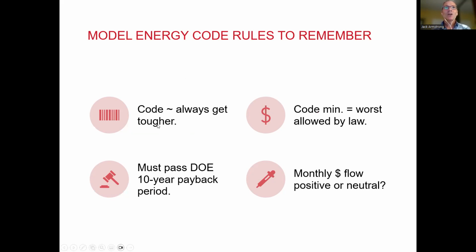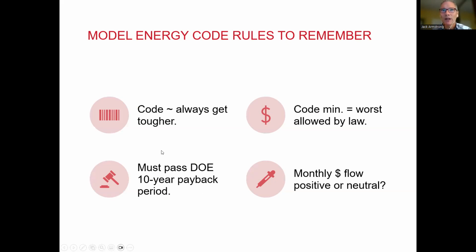Secondarily, codes almost always get more stringent and get tougher. So being able to not build to a code minimum building today is important, because in 3 years when the new cycle comes, that building would be illegal to build. So the idea of being above code minimum is always a good thing.